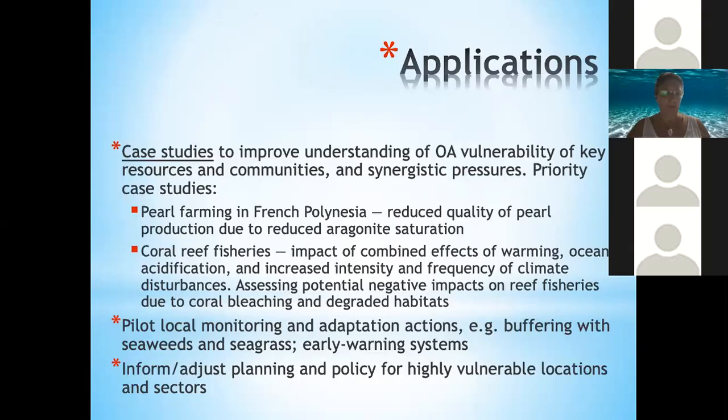There's also some pilot studies happening on local monitoring and adaptation actions, looking at things like using seaweeds or other marine plants to buffer the effects of ocean acidification and potentially protect small local areas, or some sort of early warning system, particularly for something like pearl farming, where they might be able to move their product away if the system is becoming too acidic. And also the information to inform and adjust planning and policy to move away potentially from things like harvesting or mariculture in these highly vulnerable locations, again, specific to ocean acidification.